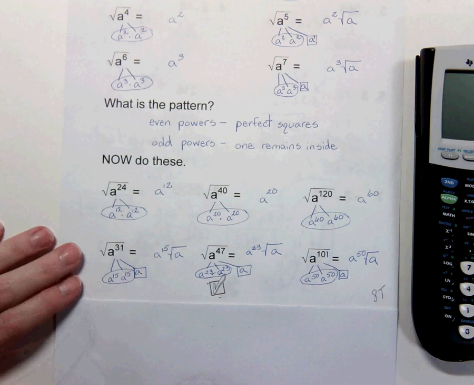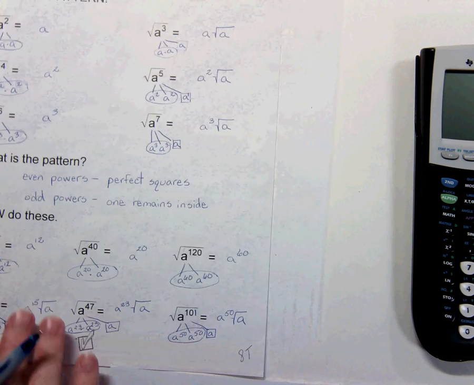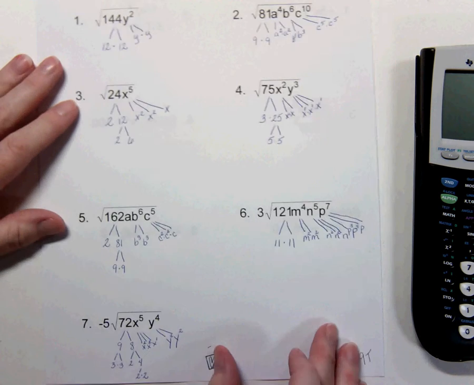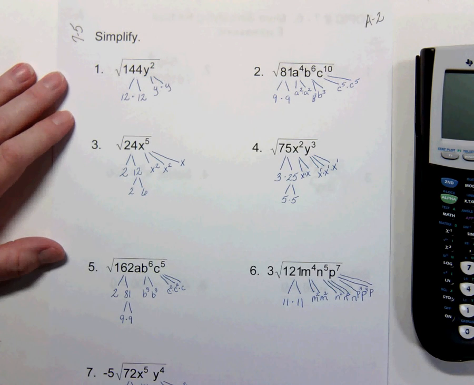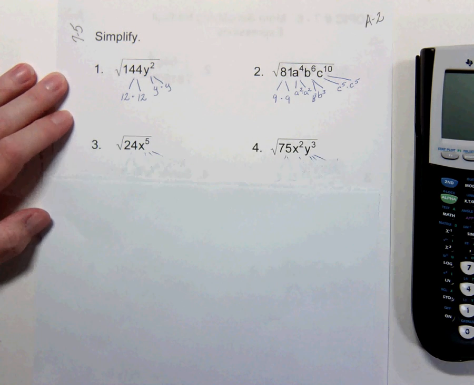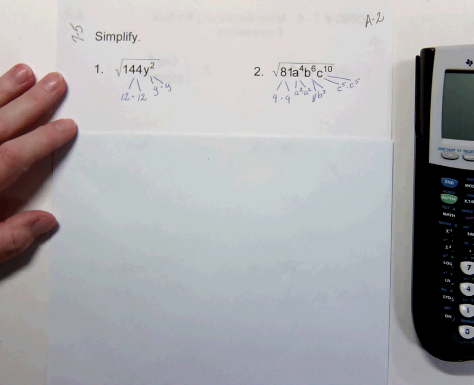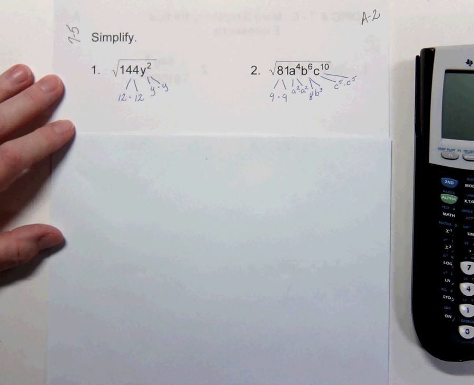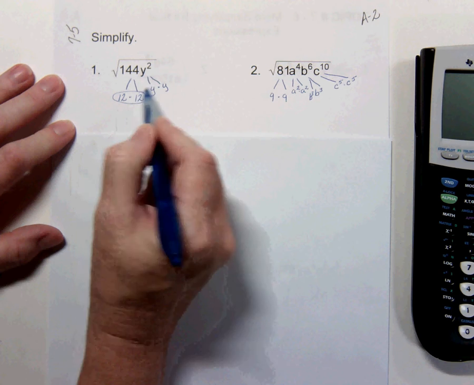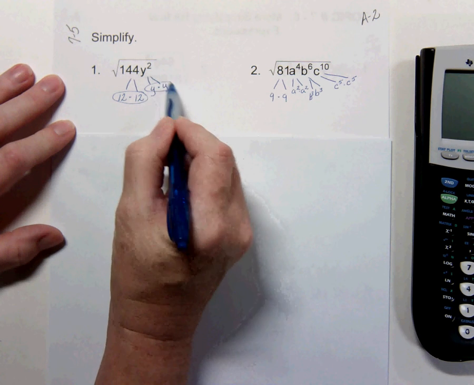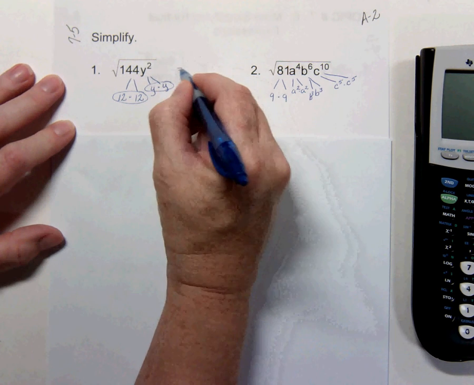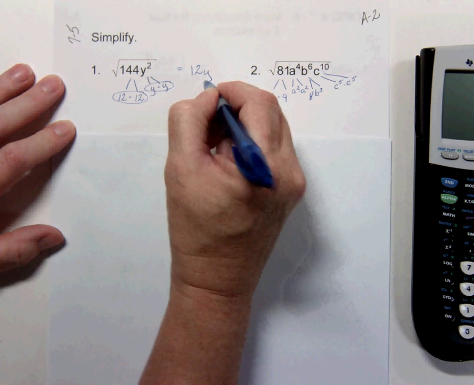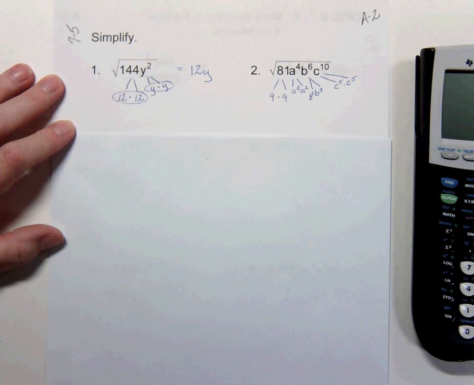Okay, so all of these were just variables. Now we're going to mix it up and do a little bit of both. It's going to have both on it. Let's do a little bit at a time. 144 is a perfect square of 12's, and an even power has two y's. So that actually just becomes 12y. We had nothing left over.